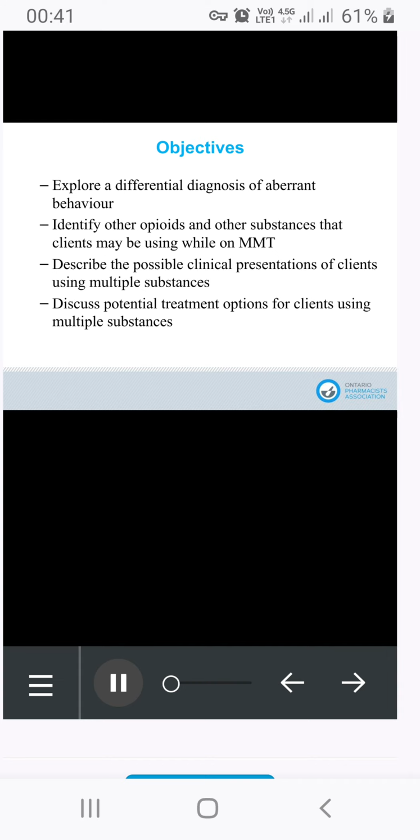I am Dr. Mahnaz Mehrabi. The objectives are to explore a differential diagnosis of aberrant behavior, identify other opioids and other substances that clients may be using while on MMT, describe the possible clinical presentation of clients using multiple substances, and discuss potential treatment options for clients using multiple substances.